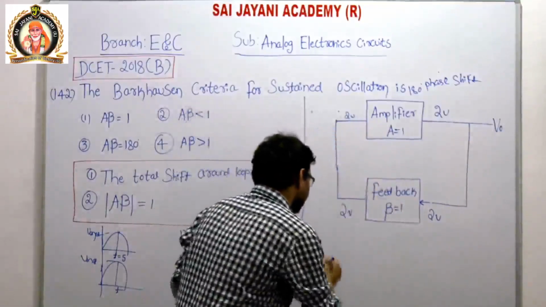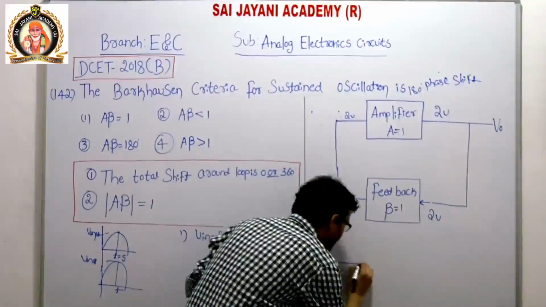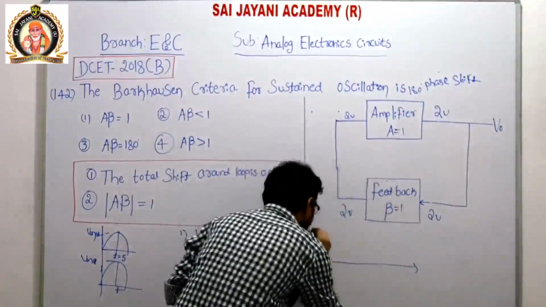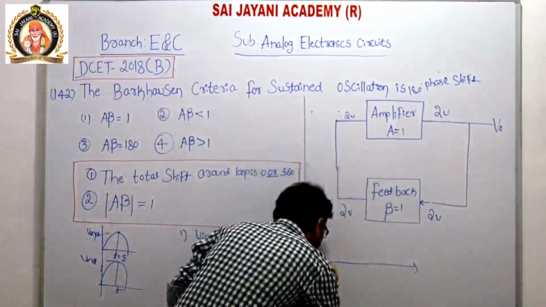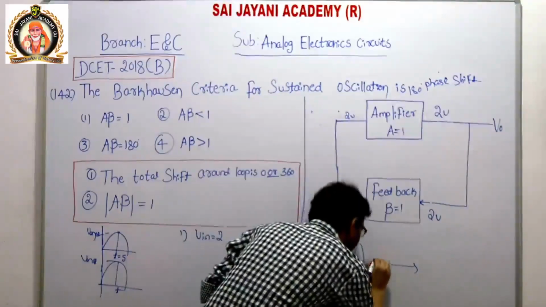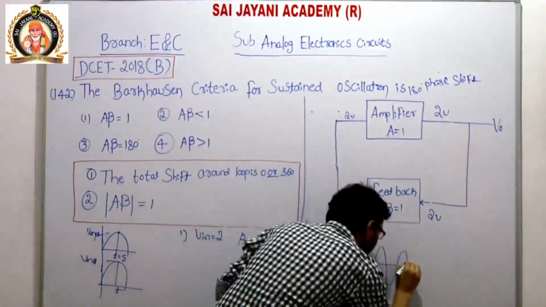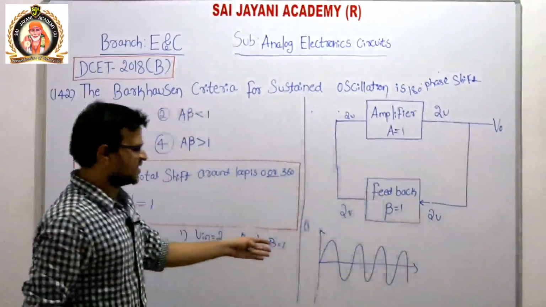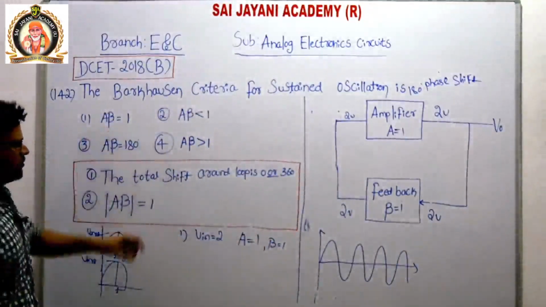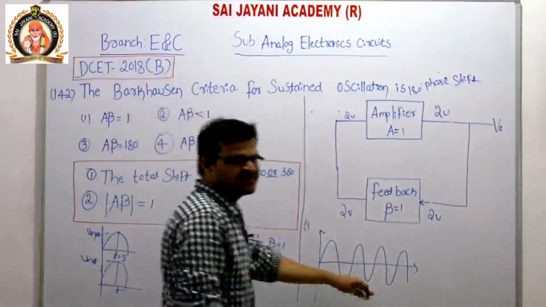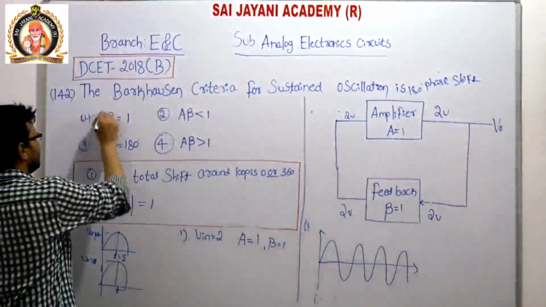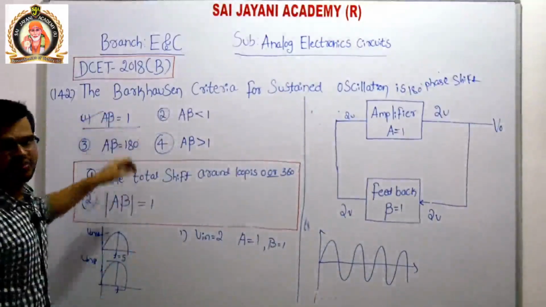Here you are getting a constant amplitude oscillation, that is called a sustained oscillation. This is your sustained type of oscillation. So when A beta is equal to 1, you get a sustained type of oscillation. So from the above options, the first one is the right option, that is A beta is equal to 1.